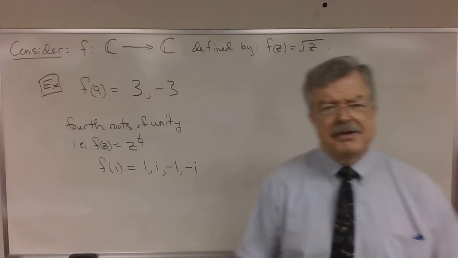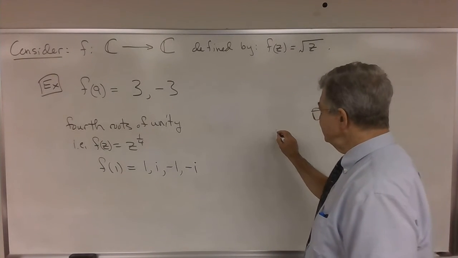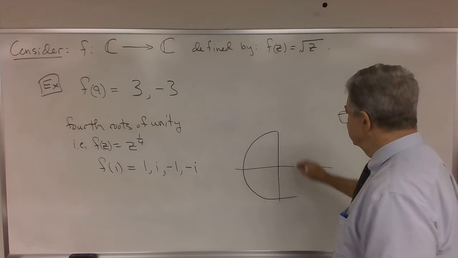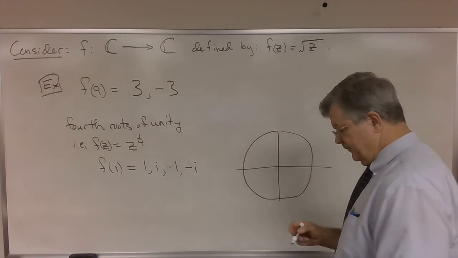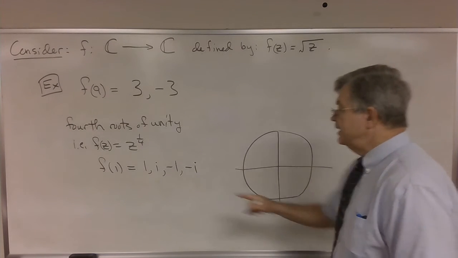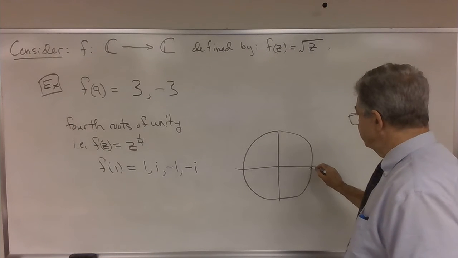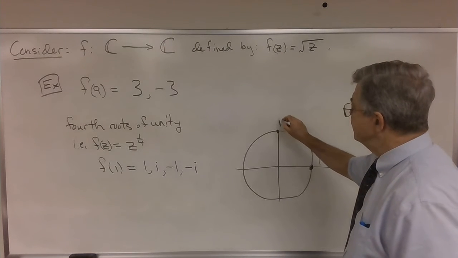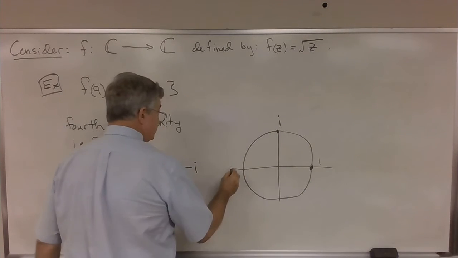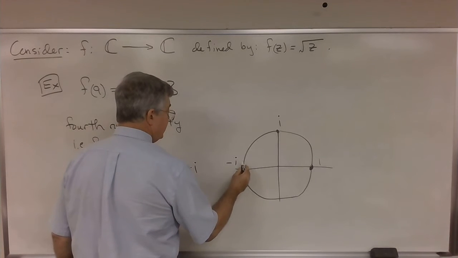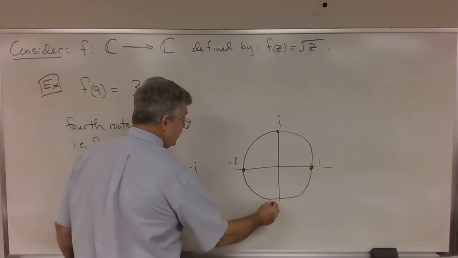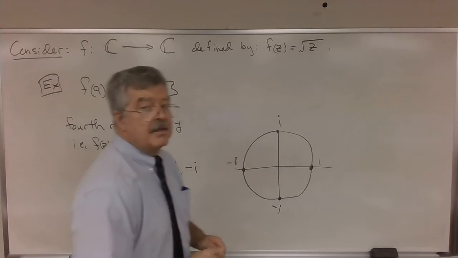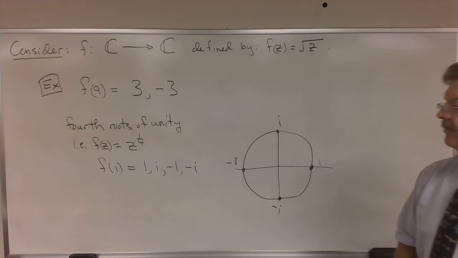And maybe I listed them in that order because if we plot these roots on the unit circle, we can start with 1 and then going counterclockwise, we have i. And continuing to go counterclockwise, we have -1. And then going counterclockwise again, we have -i. The 4 roots of unity.